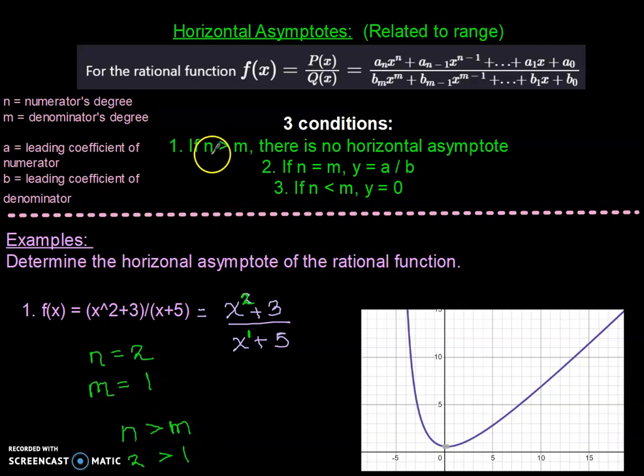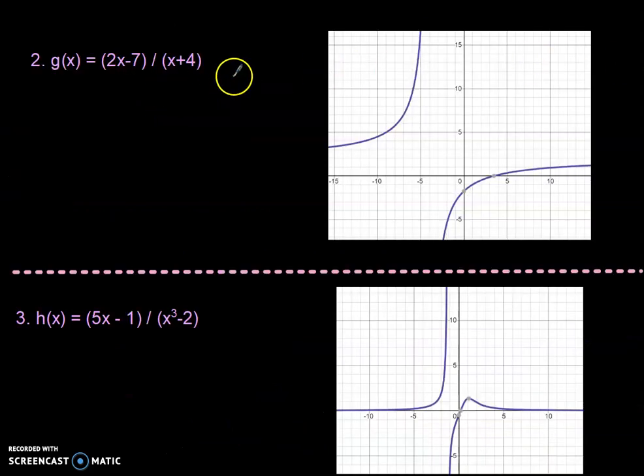So what happens is we look at the conditions. If n is greater than m, there is no horizontal asymptote. And that correlates with the graph because there is no horizontal asymptote that would break up this graph. Moving on from here, we have 2x minus 7 over x plus 4. So I'm going to look at the two leading degrees again, the two leading exponents.